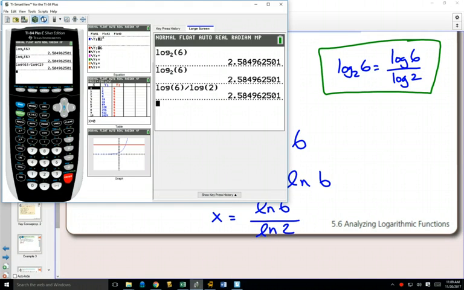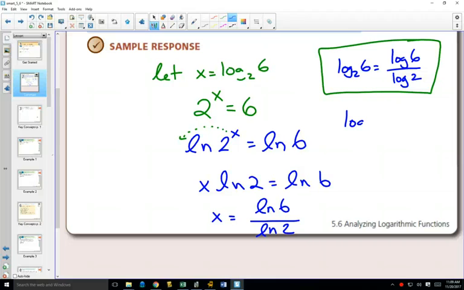Now if we go to our calculator, we have the natural log button right under the log button. So I'm going to check what happens if I do natural log of 6 divided by natural log of 2. So this too, if you didn't have the base of 2, if you didn't have the newest version of the calculator, you could type this in, and you get the same answer. So I'm going to put that in a purple box.